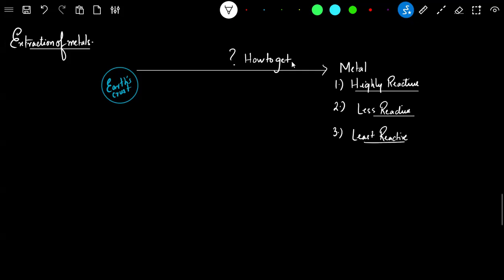And just follow this flow chart, everything will come correct. Understood? Highly reactive, least reactive, moderately reactive and least reactive. Got it? Now ये अर्थ के क्रस्ट में हमें क्या मिलता है?